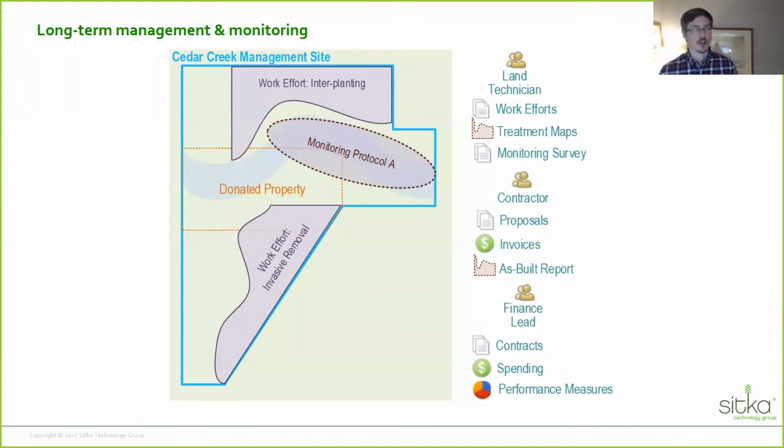Eventually, we move on to long-term management and monitoring. This turns into a management site, and over time, we do many work efforts, perhaps a few each year, for example, interplanting and invasive removal. We also start to do monitoring to understand how things are responding to our activities. Here we get all kinds of folks involved: land technicians, contractors, finance leads, volunteers, etc. Ultimately, at the end, we do need to come up with performance measures about how we're doing.